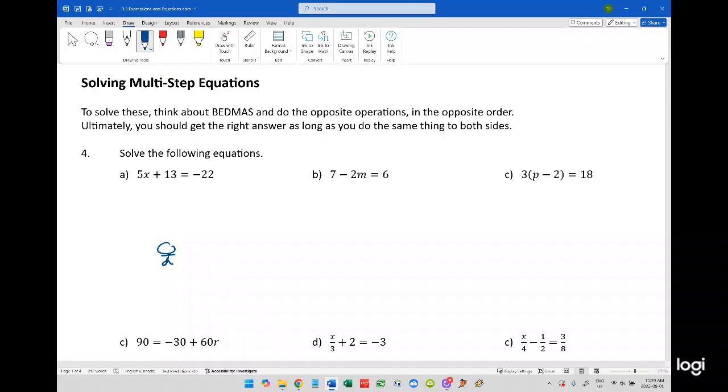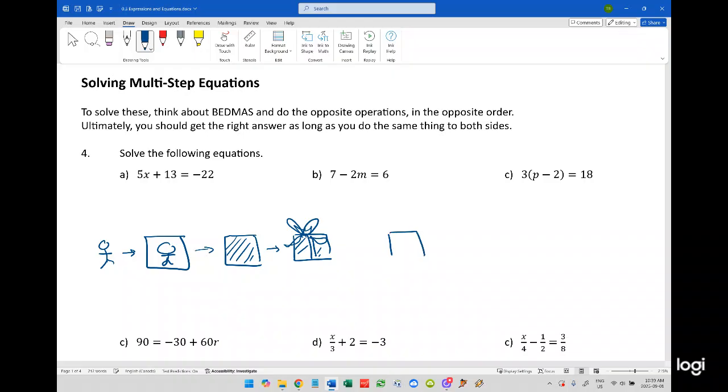The first thing I would do is put it in a box. Then I would wrap the box in paper, and then finally I would put a bow on the box. Now, when I give that to my friend, they're going to start off with the bow on the box.